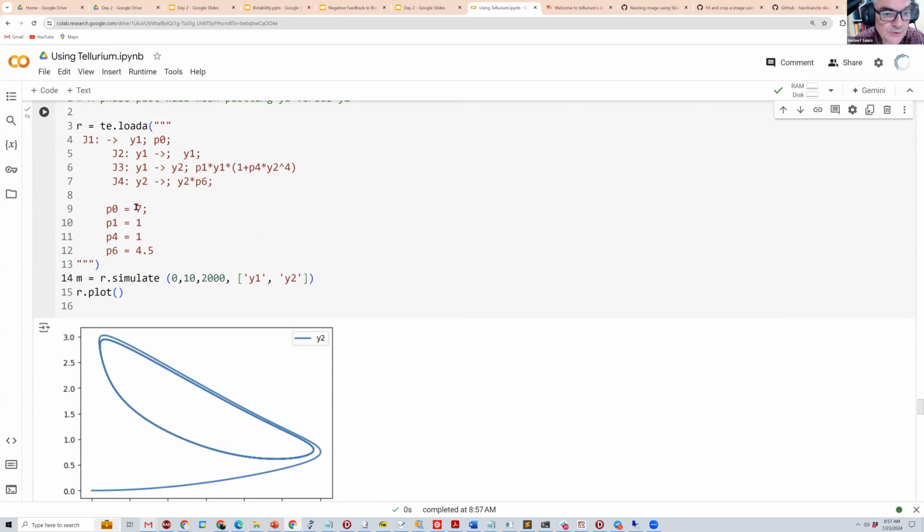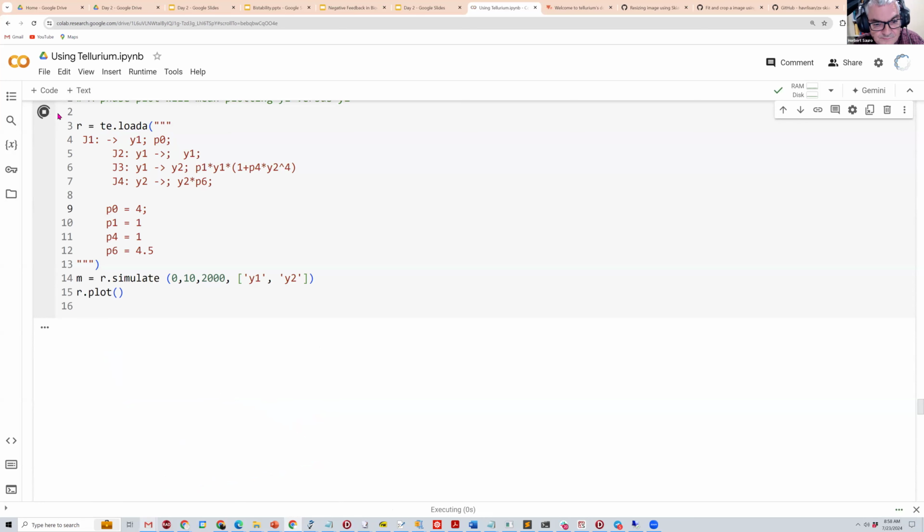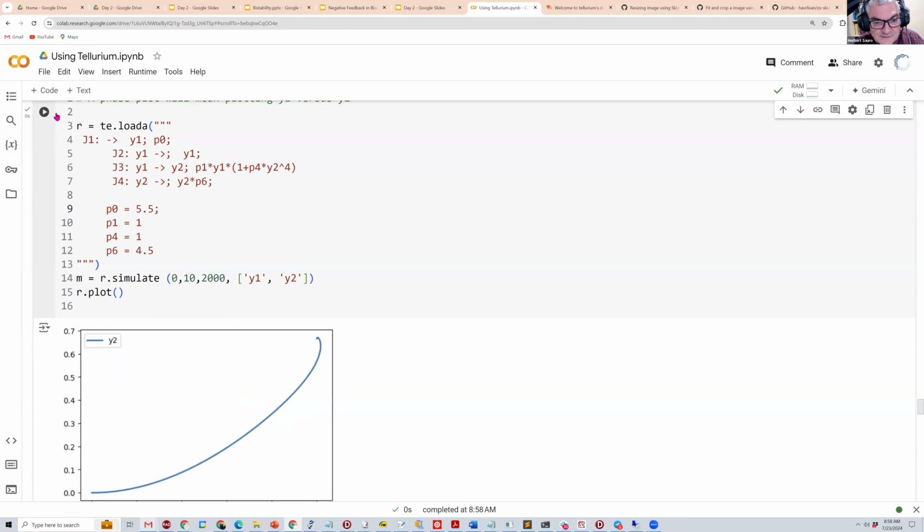Just to show you what I can do with this, I know that the injection rate P0 can affect the oscillators. So if I drop this to 3, I think, and rerun it, see, nothing happens. Let's push it up a bit to 4. Nothing happens. 5. Oh, it's starting to twist. 5.5. Yeah, it's starting to twist a bit more. 6.